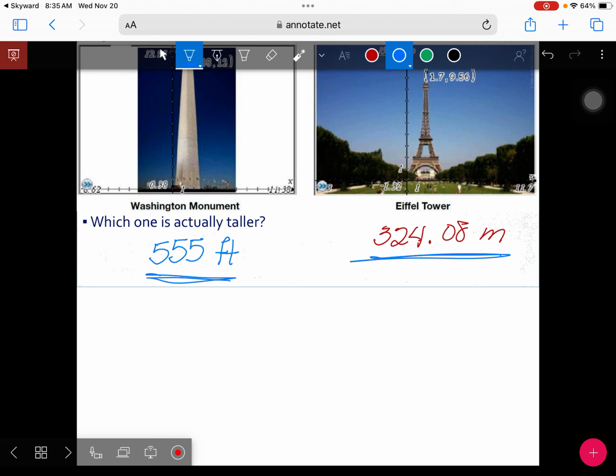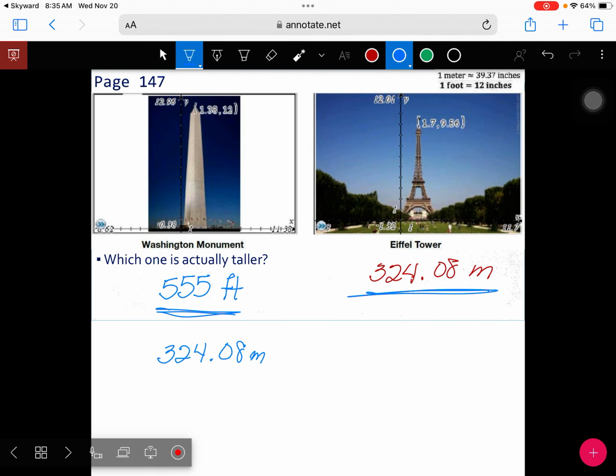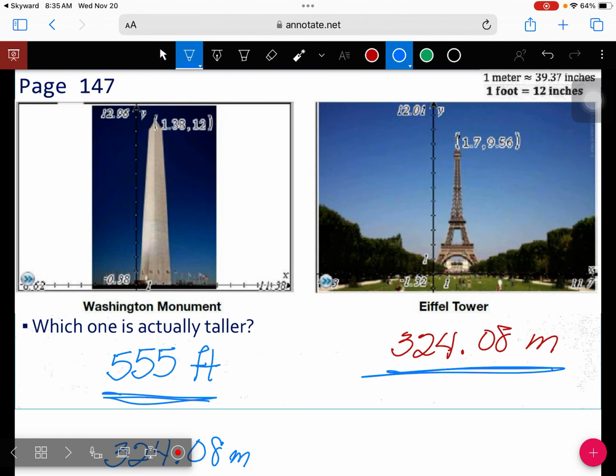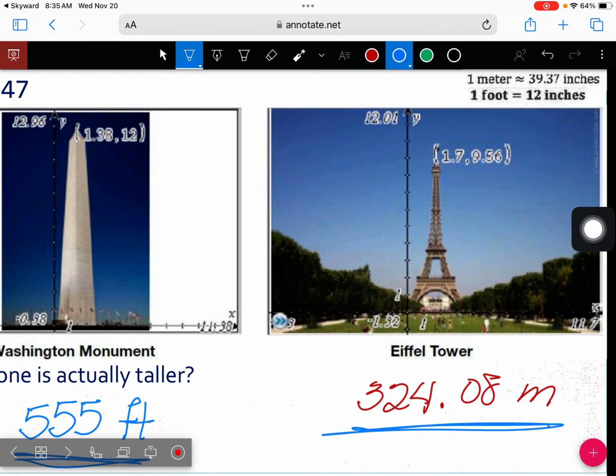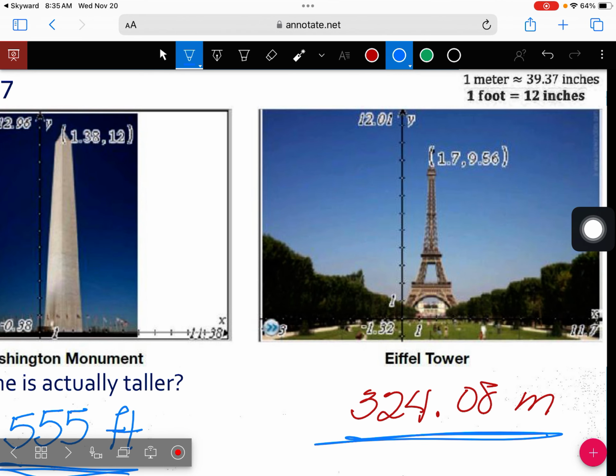So first of all, you start with what you have. This is what you would write down on that page 130. So 324.08 meters. All right. Oh, look at this. We happen to have a scale right up here. How convenient. 1 meter is approximately 39.37 inches. You can't even see that, can you? I got all this junk over here. You said 39.37 inches. Okay.